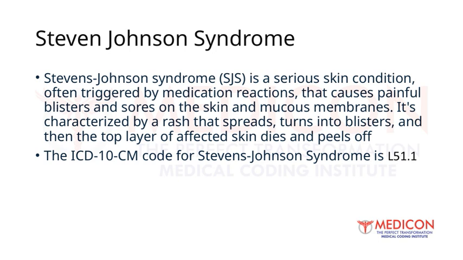It's a serious skin condition that can be life-threatening. Often, it's triggered by reactions to medications, so it's really important to be aware of this. SJS causes painful blisters and sores not just on the skin, but also on mucous membranes, like inside the mouth and eyes. One of the most characteristic features is a rash that starts to spread across the body.